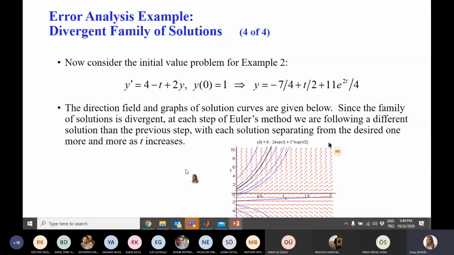These are just some solution curves. And you can see that these curves are all exponential. And if you try to use the Euler's method, again, at the beginning, it will work well. But after that, the error is going to be higher. Okay? Because these are divergent solutions.